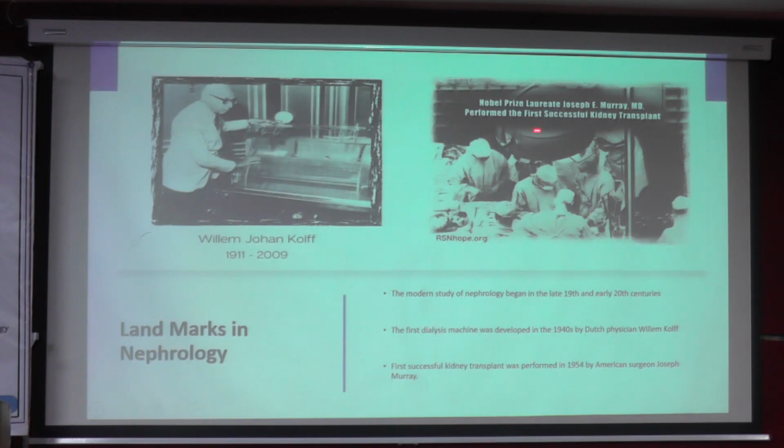In the right hand figure, you can see the first successful kidney transplant was performed in 1954 by American surgeon Joseph Murray. He got the Nobel Prize for this. He performed the first successful kidney transplantation in 1954, so kidney transplantation did not start long back.